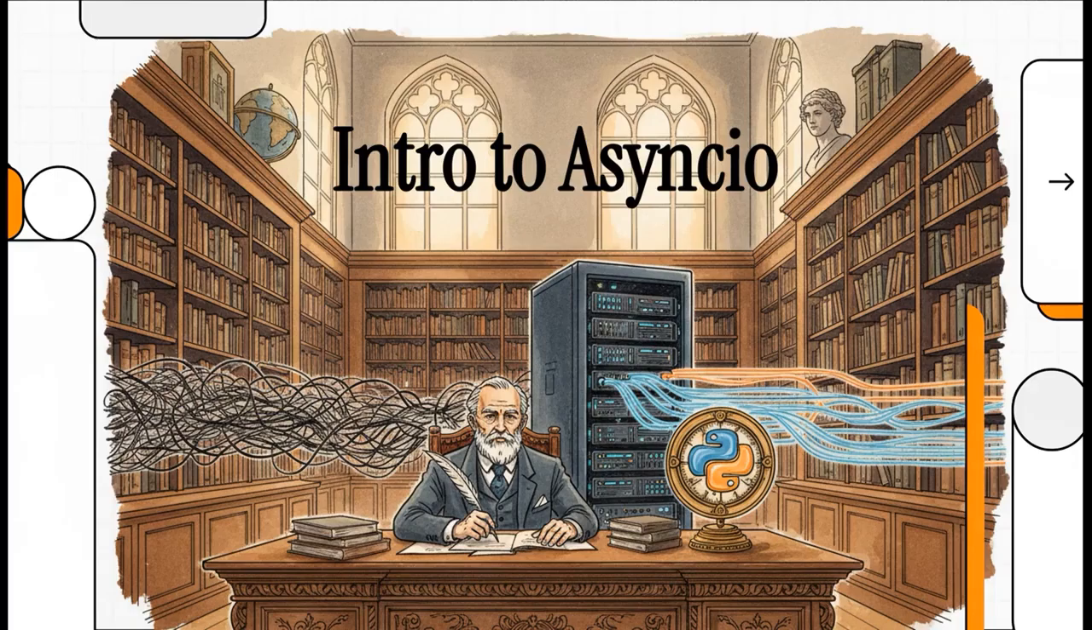Margaret gives Timothy a sort of cheat sheet for the vocabulary of Asyncio. Because to make this work, the programmer has to use specific magic words. Magic words, I like that. The first big one is the coroutine. In Python, if you define a function using the words async def, it becomes a coroutine. It's no longer just a standard top-to-bottom function. It has a superpower now. It can be paused and resumed.